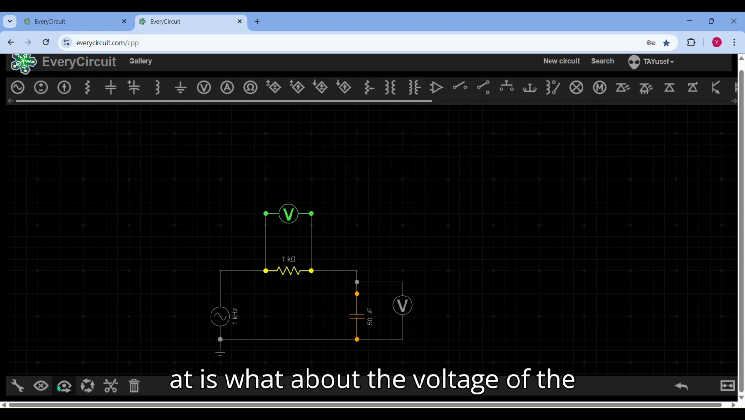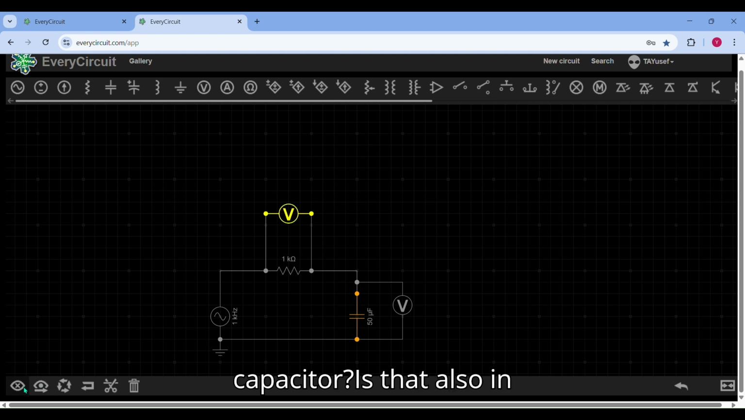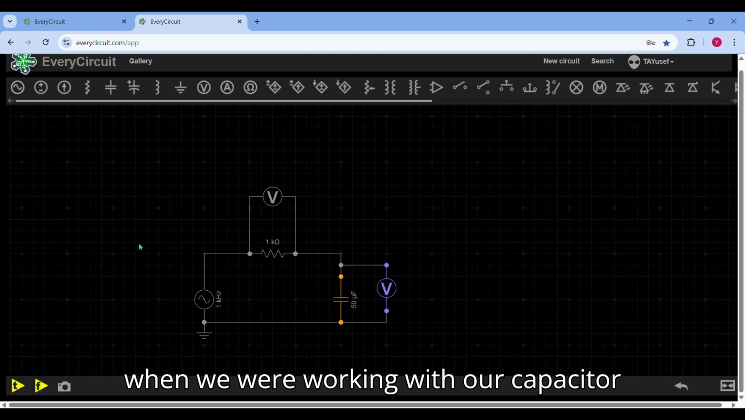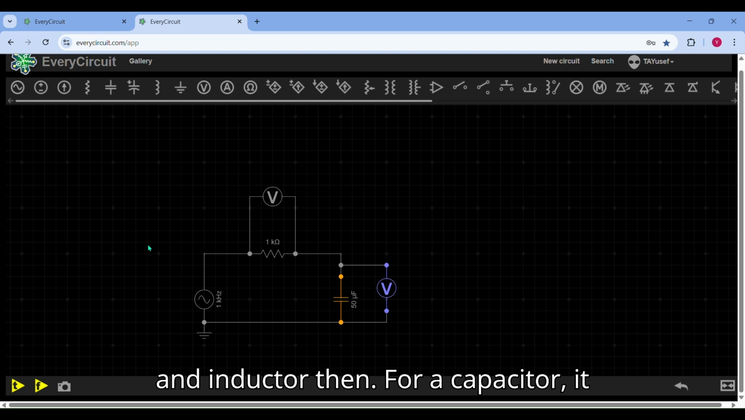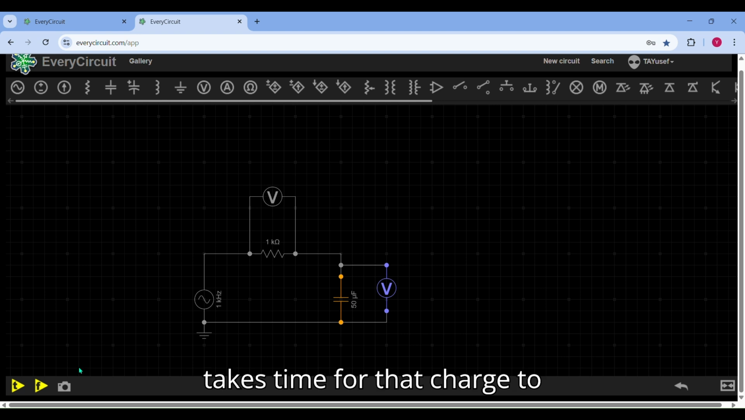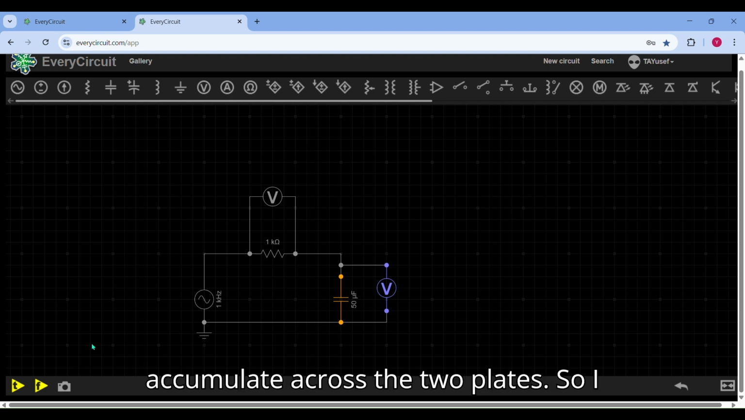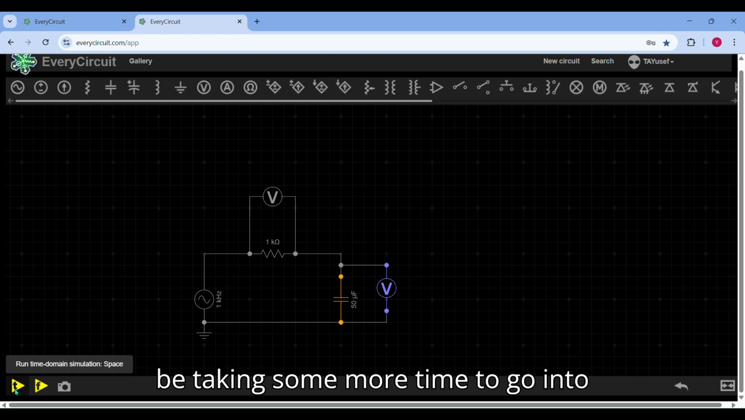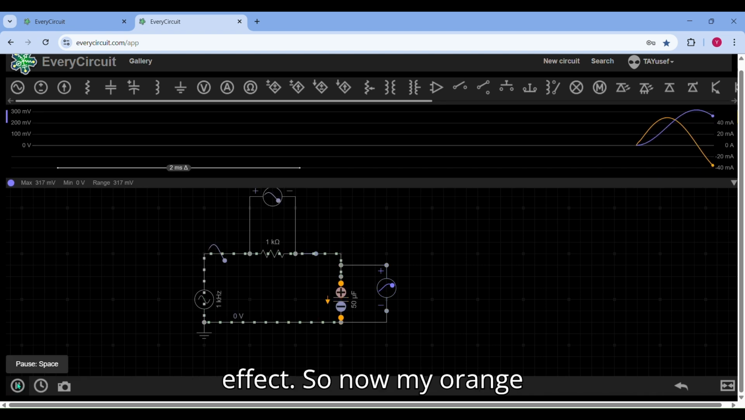Now what I want to look at is, what about the voltage of the capacitor? Is that also in phase? And I can think back to transients when we were working with our capacitor and inductor then. For a capacitor, it takes time for that charge to accumulate across the 2 plates. So I actually want to expect the voltage maybe taking some more time to go into effect.